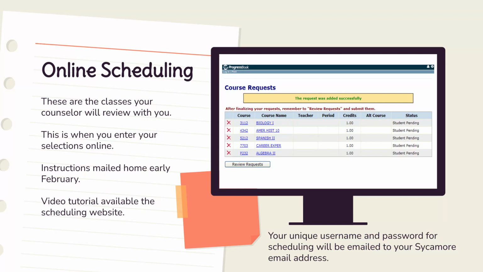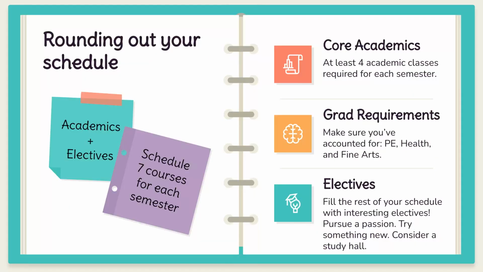After you have come up with your course selections, you're going to enter your courses on our online scheduling system. Instructions are going to be mailed home in February along with a video tutorial. You will have a unique username and password with yours, and all of this will be sent to your Sycamore email address. As you round out your schedule, you want to make sure that you have 7 courses for each semester, a combination of academics and electives, and making sure you start marking off some of those graduation requirements by adding them into your schedule beginning next year.